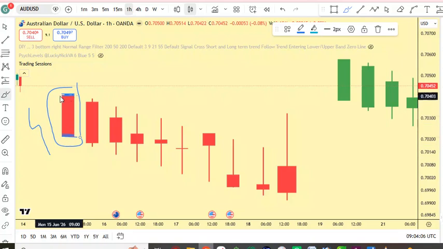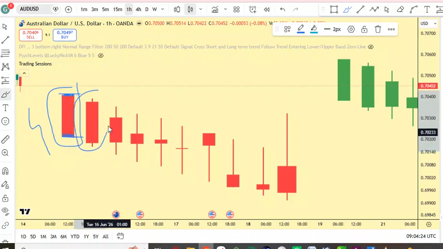So the candle high is here and the low is here, because when we talk of high and low, we are referring to the wick. But in this case, there's no wick. So we are going to take the opening of the candle to be the high, and the close of the candle to be the low. So that is for this scenario.